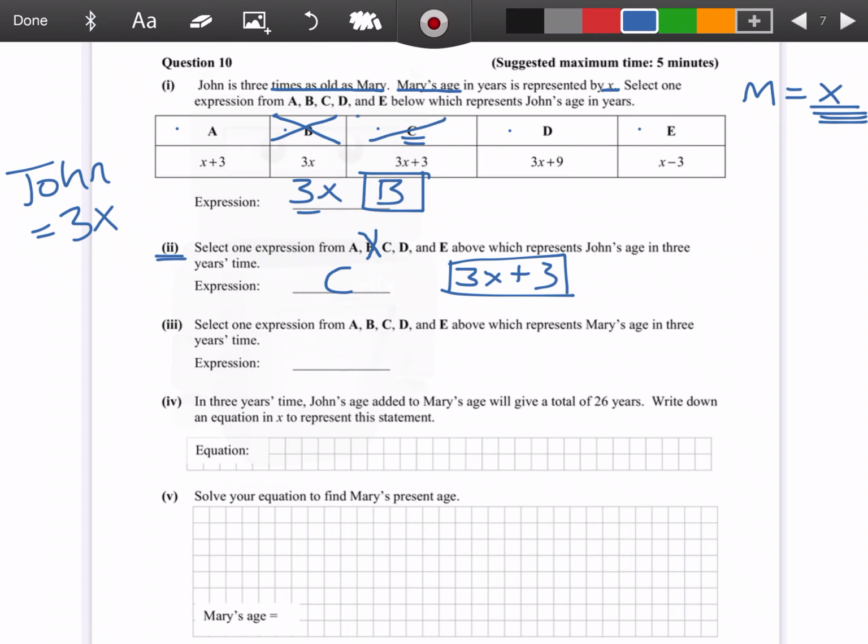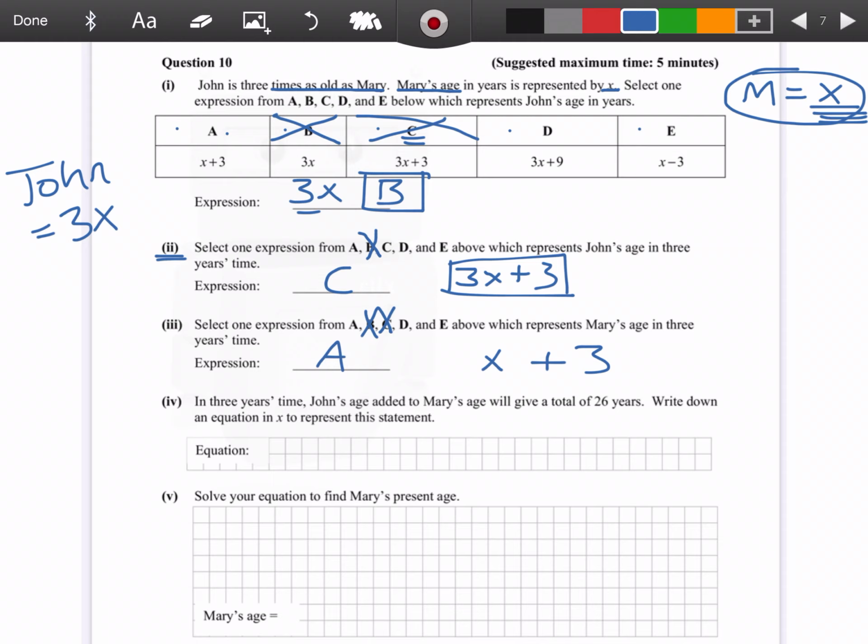So now, again, I've used that one already, so I don't need to use that one again. So I now have B and C have been used. Last one on these. Select one expression from A or D or E now, because I've used B and C, I can't use them again, which represents Mary's age in 3 years' time. Now remember, Mary's age in years is represented by X. We said that at the very start of the question. So in 3 years' time, she's going to be X plus 3. So I should be able to see that, and it's expression A. So that's expression A. Lovely.